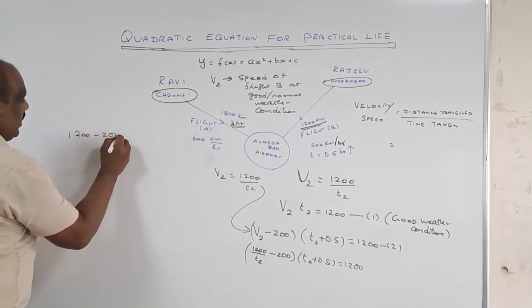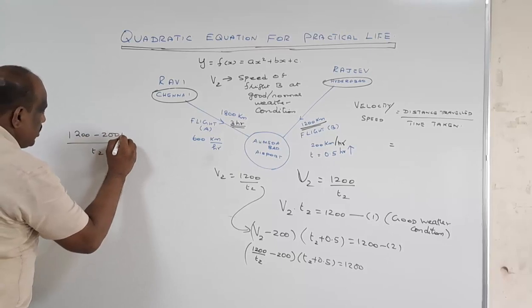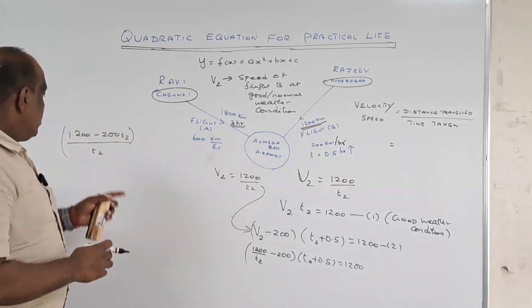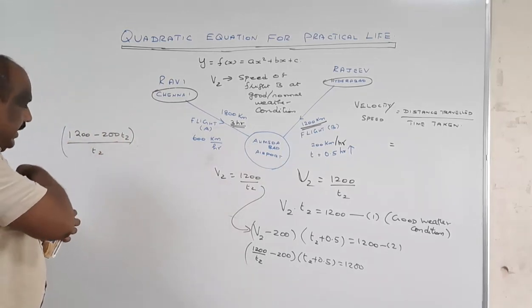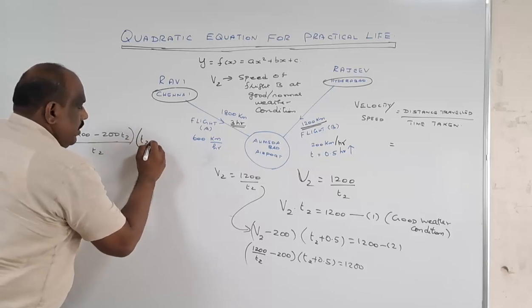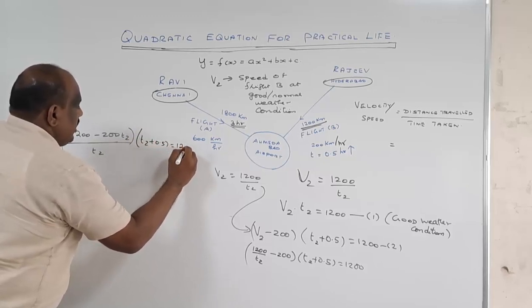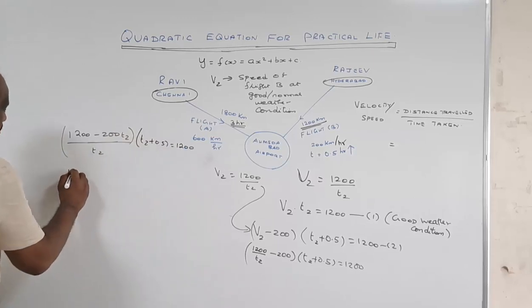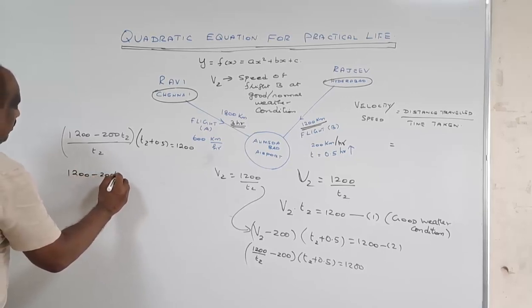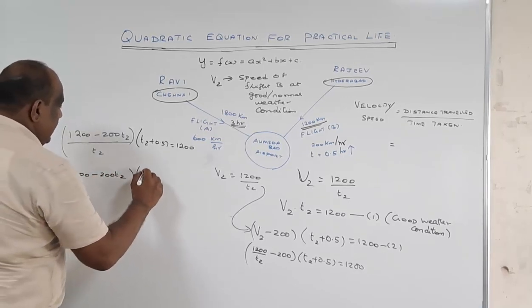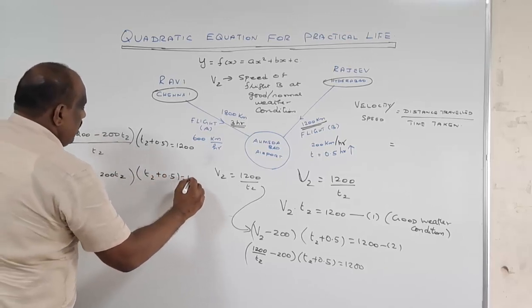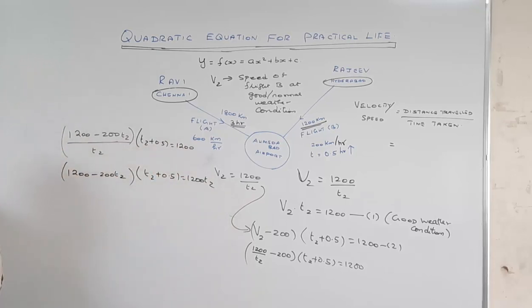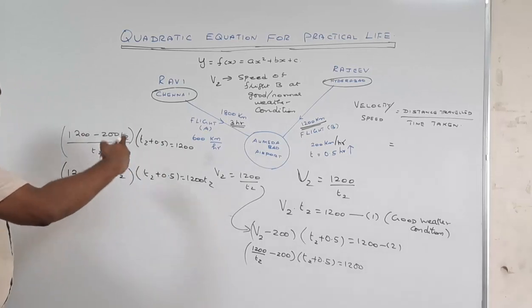Okay, fine. So it is now 1200 minus 200 T2 by T2. What I did is I have taken the LCM. So (1200 minus 200 T2) by T2, into (T2 plus 0.5), is equal to 1200. Now you can multiply this T2 towards the right hand side. So (1200 minus 200 T2) into (T2 plus 0.5) is equal to 1200 T2. This T2 can be taken to the other side.